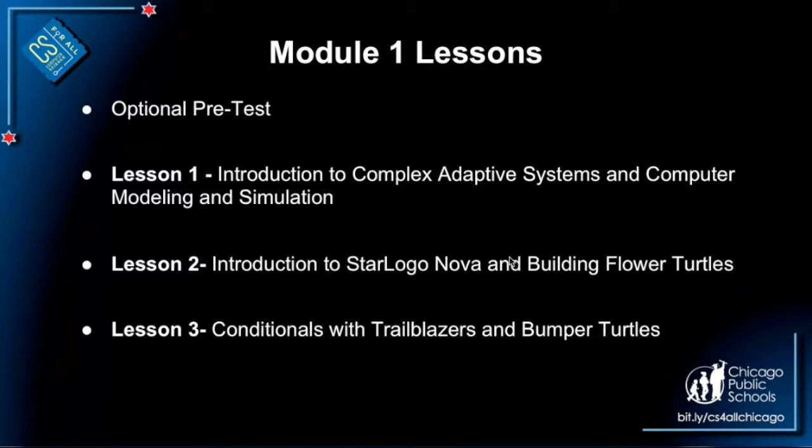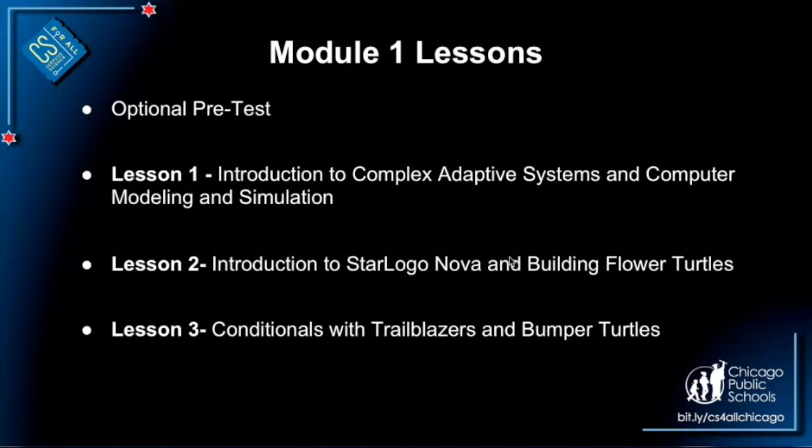Then they will go through and use that knowledge of what they did in Trailblazers to have the Bumper Turtles do the exact same thing. So if they have their agent, the turtle, hitting a black block, they're going to have it turn right. Or if they have their agent hitting a red block, it's going to turn left. And so we take exactly what students just did on paper, and they will go through and code for that exact same scenario.